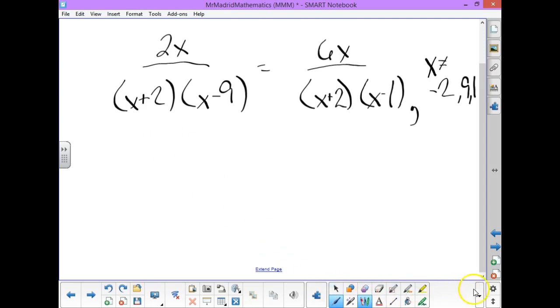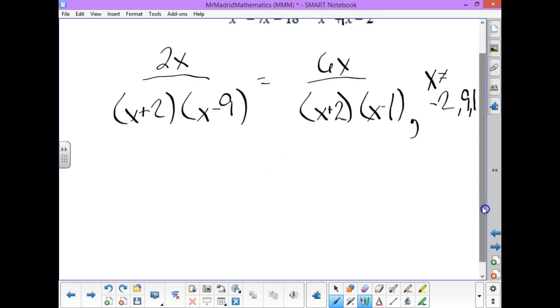Alright, so the next thing that I want to do is multiply by these denominators on each side. Here's what I mean. These denominators, I'm going to multiply them to both sides. Check this out. I'm going to multiply by x plus 2, I'm going to multiply by x minus 9, and I'm going to multiply by this x minus 1.